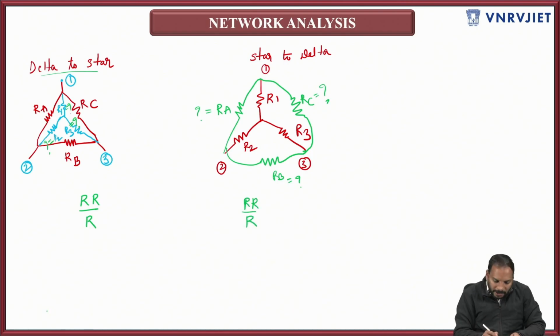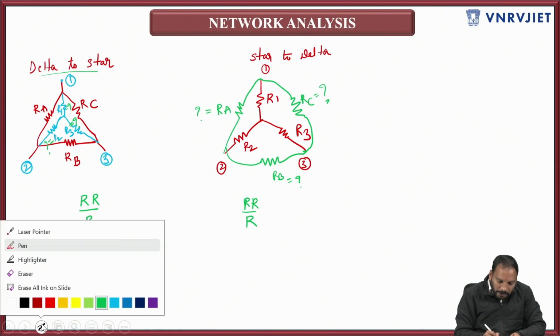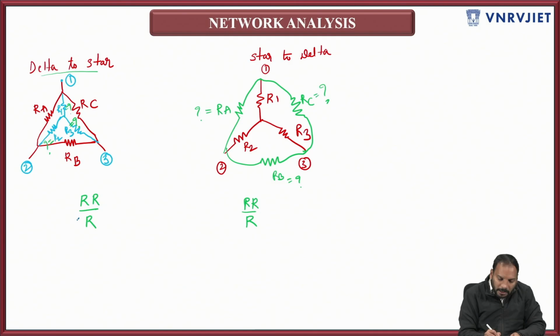Okay, so immediately you can ask me, why is it required to use the same formula? It is not like that, dear students. Here you have a sigma in the denominator, whereas here you will have the sigma in the numerator. Only that is the difference between the delta to star and the star to delta conversion. It is a very shortcut formula. Easily you can remember it, right?